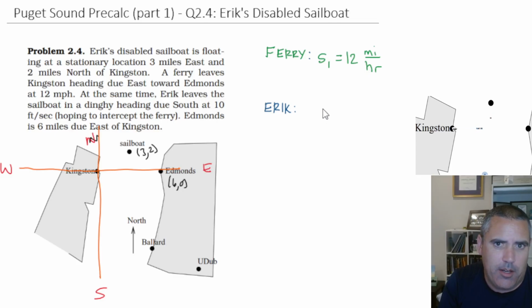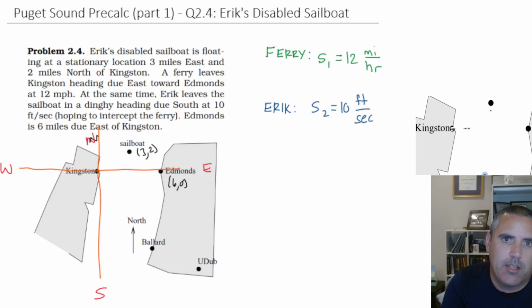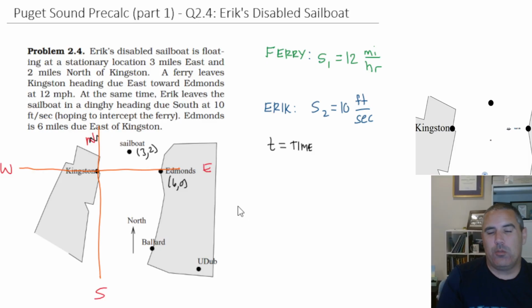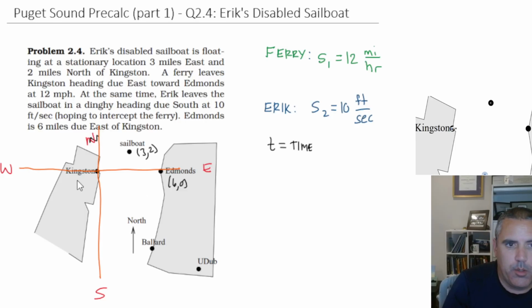It tells me something about Erik, that he is going 10 feet per second. And they both start at the same time. So the unknown here really is the time. So there are choices to make. But in a moment, once we can make some of those choices, the real thing that we're trying to do is label where will the ferry be at a certain time, and where will the dinghy be at a certain time.